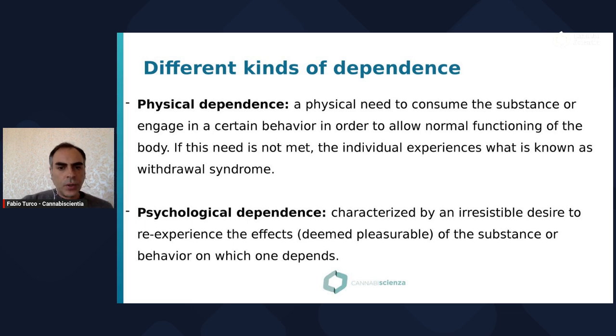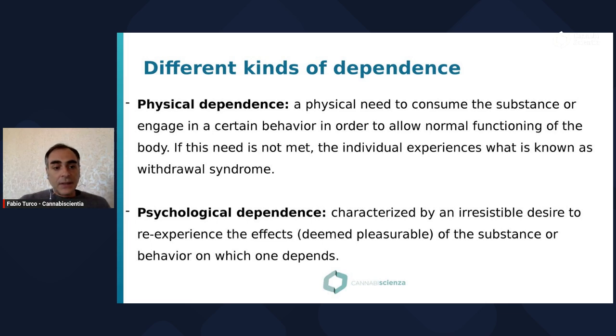It's important also to remember that dependence, regardless of its object, so dependence towards a substance or also towards a behavior, can present in two different forms, sometimes concurrently: physical dependence and psychological dependence. Physical dependence is characterized by a physical need to consume the substance or to engage in a certain behavior to allow the normal functioning of the body. Our body perceives that to function in a certain way, it needs that substance it was taking or that behavior it was engaging in the past.